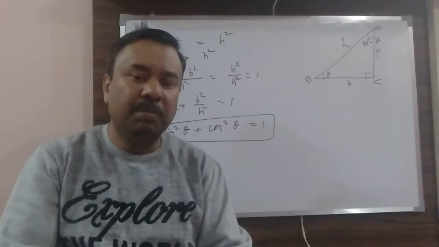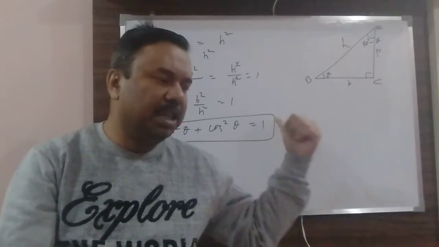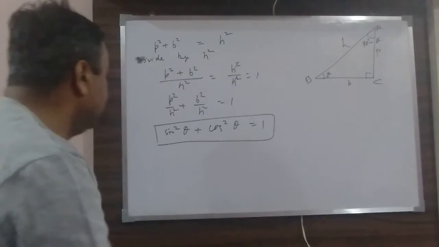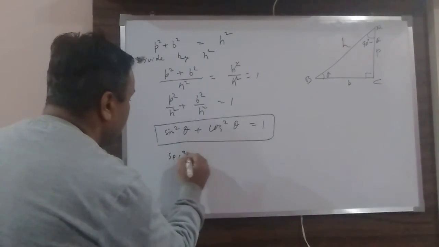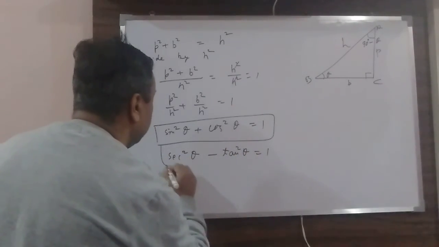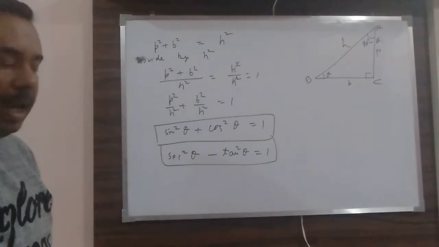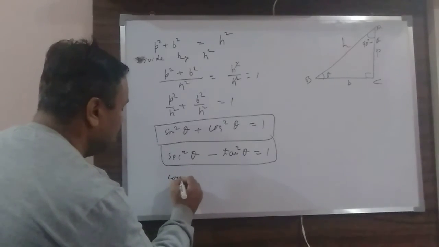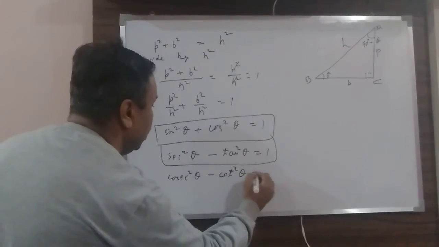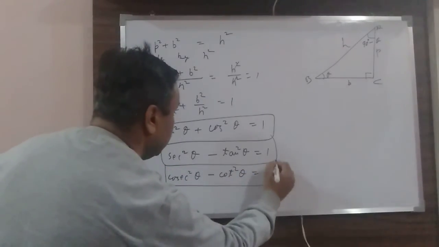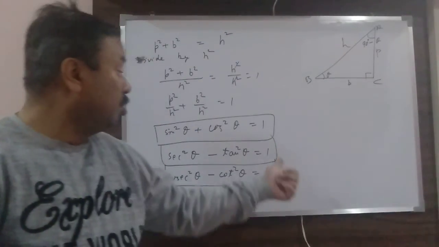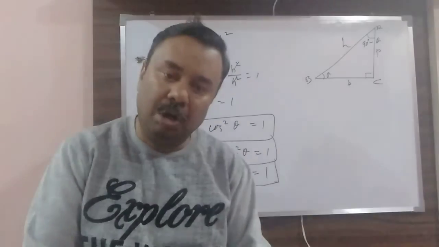There are two more such identities. I will just give you those identities and I am leaving the proof for your exercise. Those are sec square theta minus tan square theta equal to 1, and the other is cosec square theta minus cot square theta, which is also equal to 1. Use Pythagoras theorem and try yourself to prove these two identities also.